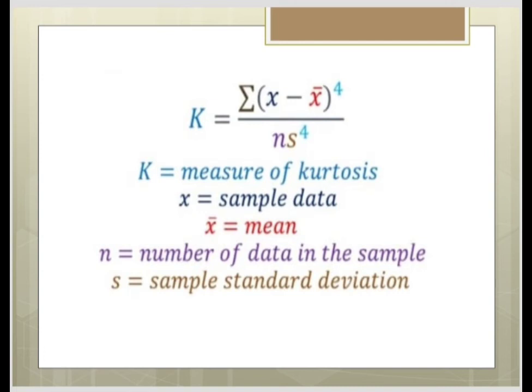This is the formula of kurtosis. We have K, the measure of kurtosis, equal to the summation of the fourth power of the difference between the sample data and the mean, over the denominator, which will be the number of data in the sample multiplied by the fourth power of the sample standard deviation.